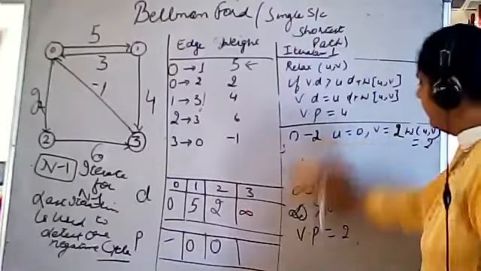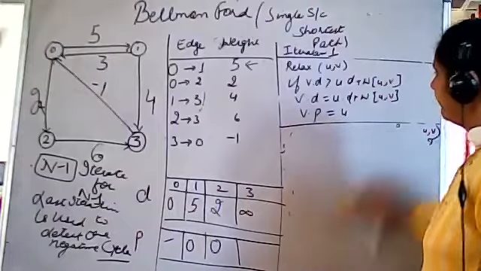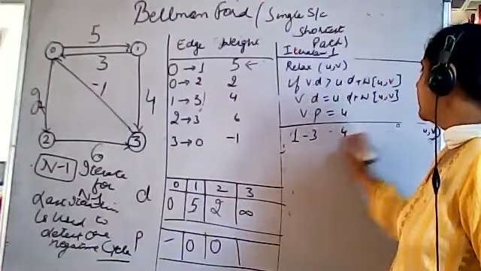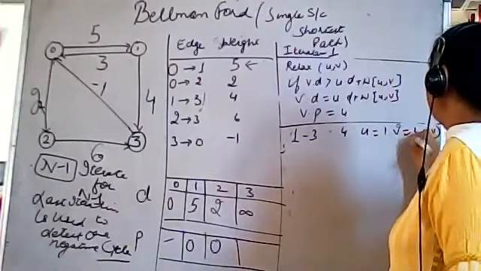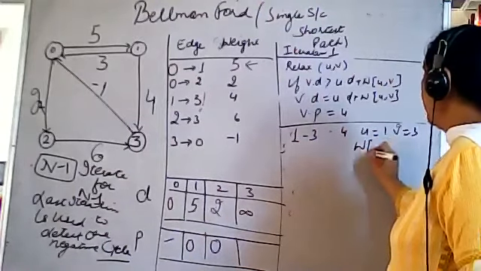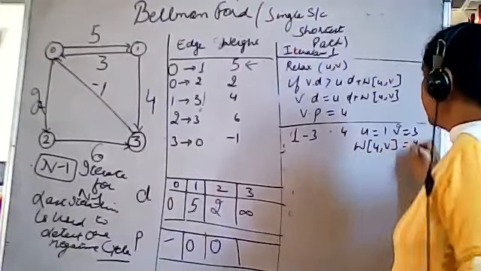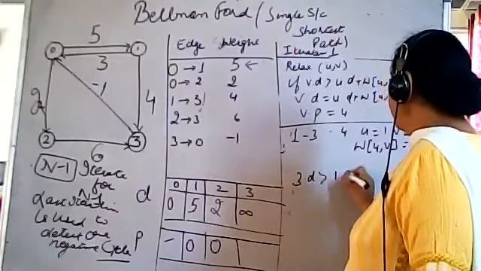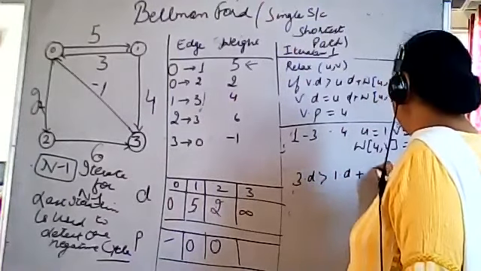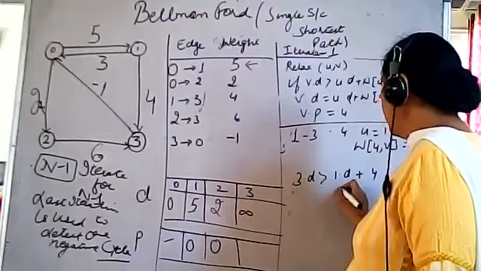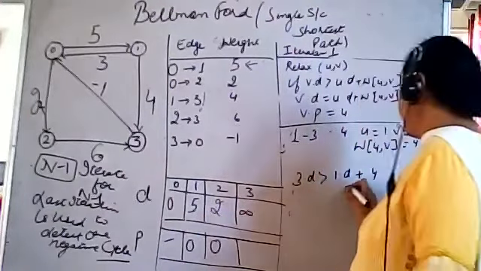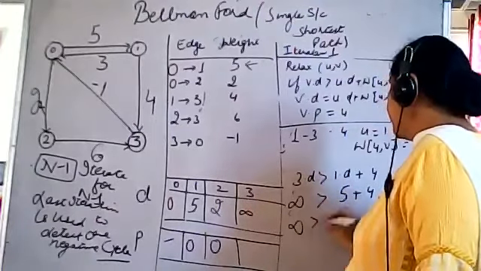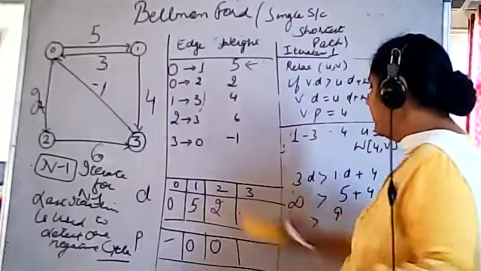Okay, fine. So let's take the third edge. U, V, and this is this. U is 1, V is 3, and weight of U comma V is 4. So 3 dot D is greater than, check 1 dot D plus 4. So 1 dot D is what now? 1 dot D is 5. 5 plus 4. 3 dot D is infinity. So infinity is greater than 9. So update this value with the 9.